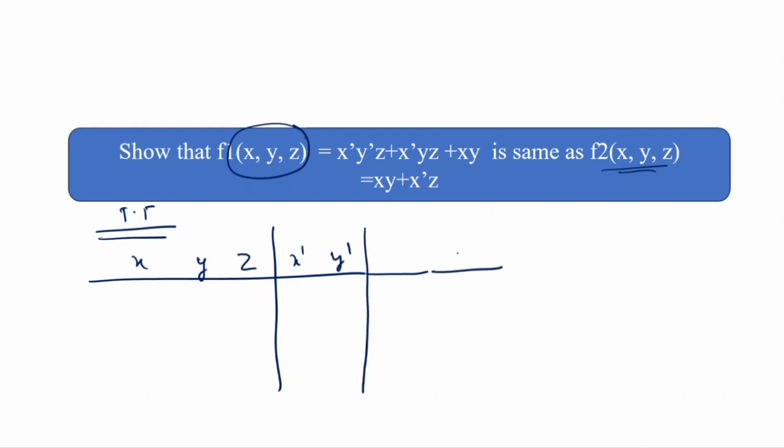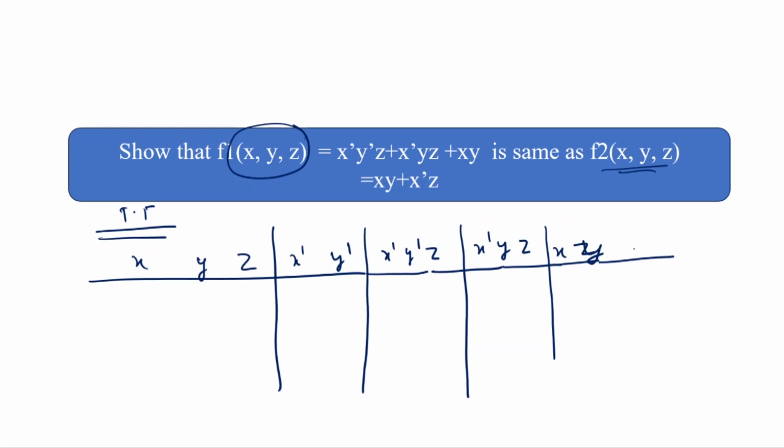Then we obtain the term values. The first term is x complement, y complement, z. Then another term, x complement, y, z. Then another term, x y. There is also x y in f2, but there is no x dash z, so we also obtain the value of x complement z. Then we form these 2 columns: first for f1, and next for f2.